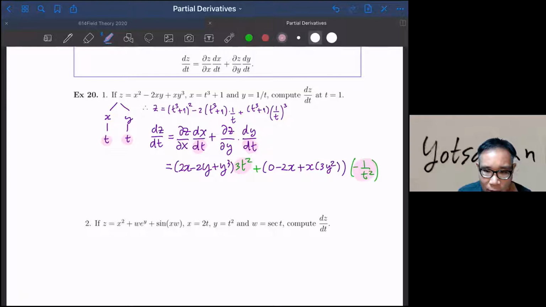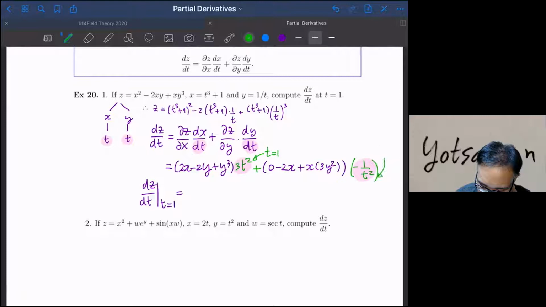And you'd like to find dz/dt at t equal to 1. For this, you have to plug in t equal to 1, which is quite easy. However, you also have to find x and y when t equals 1. So x equals 1 to the third plus 1, which is 2, and y equals 1 over 1, which is 1. So x equals 2, y equals 1.